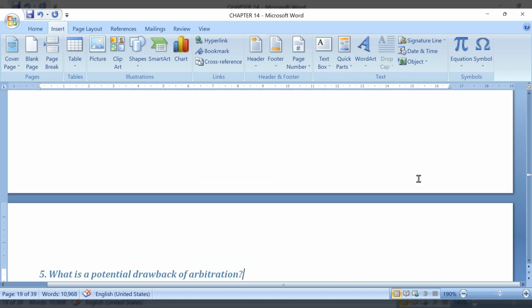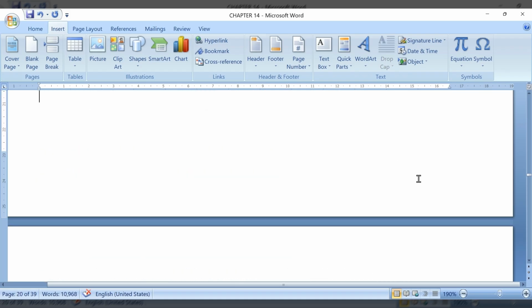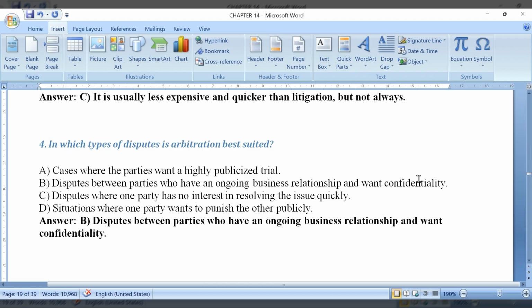4. In which types of disputes is arbitration best suited? A. Cases where the parties want a highly publicized trial. B. Disputes between parties who have an ongoing business relationship and want confidentiality. C. Disputes where one party has no interest in resolving the issue quickly. D. Situations where one party wants to punish the other publicly.